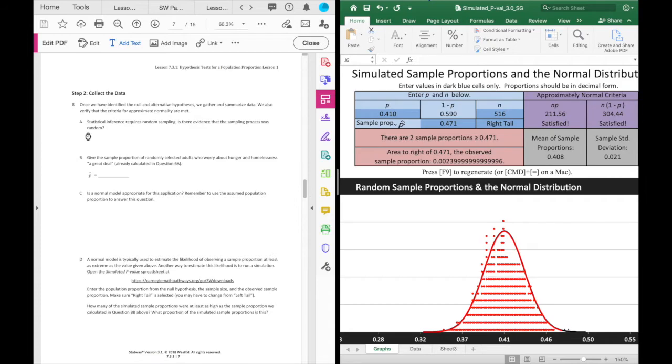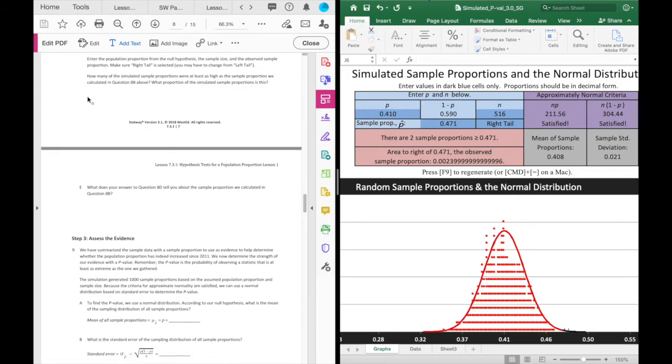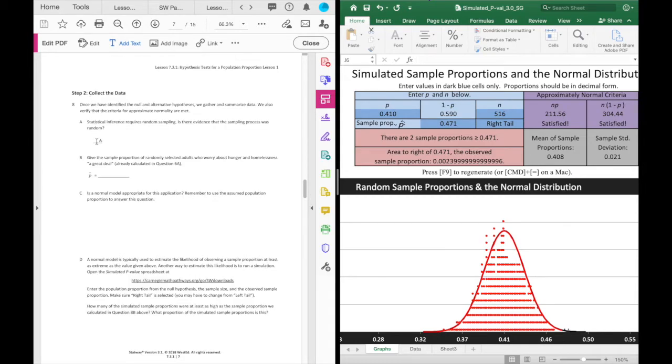So let's go ahead and fill this out. It says, how many of the simulated sample proportions were at least as high as the sample proportion we calculated? So it says 2 sample proportions were at least as high as 0.471. Okay, so that's what it says.